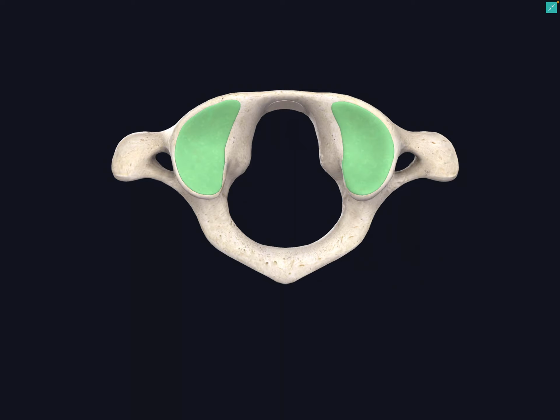Now we can see the transverse processes here, and they are long and arise by two routes, an anterior route from the side of the lateral mass, and a posterior route which arises from the posterior arch. The tips of the transverse processes are quite square, and the transverse process encloses the transverse foramen. And that's C1, or the atlas.